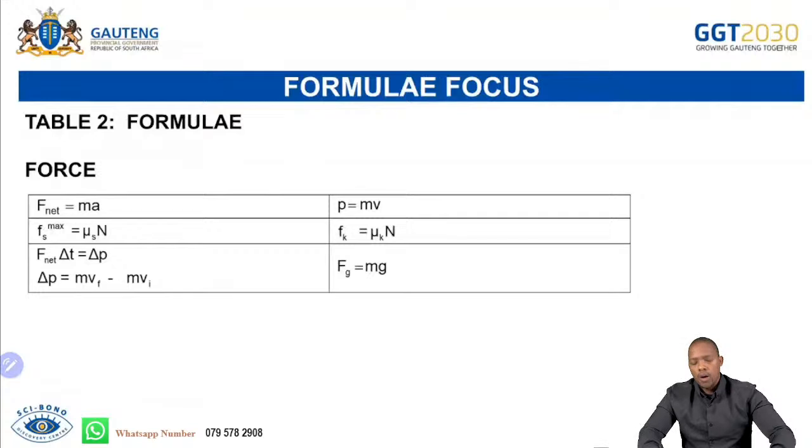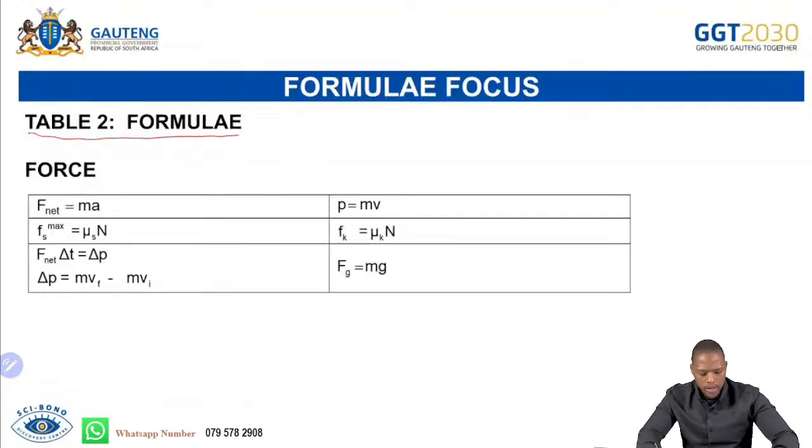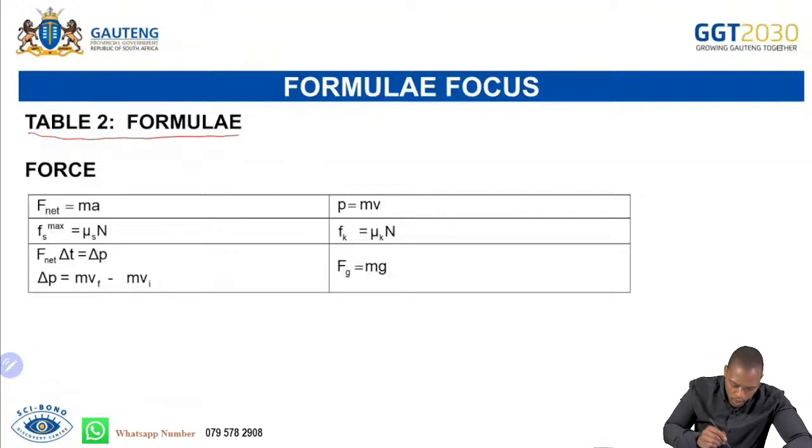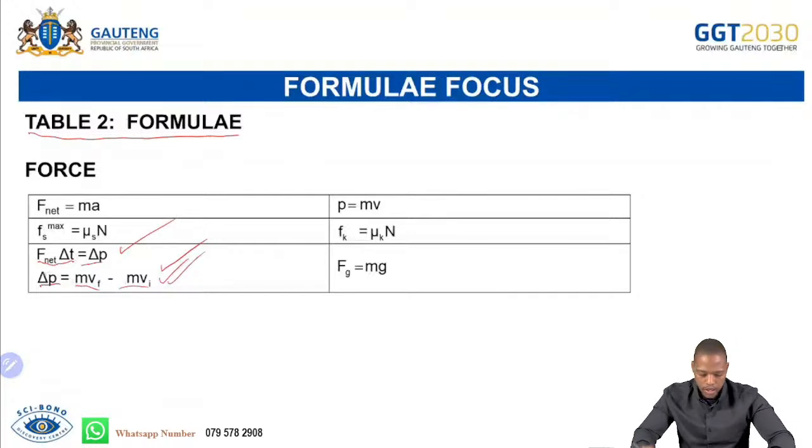All right. Our formulae focus for today, we're still again on table 2 formulae. And here for today, we are going to be focusing mostly on these 2 formulae. That will be F net delta t equals delta p, and delta p equals m v f minus m v i. You would remember that we looked at this one last week as the change in momentum of an object. So today we'll be simply adding this one, trying to understand if there is a relationship between change in momentum and F net delta t, which in this case we'll say is impulse.